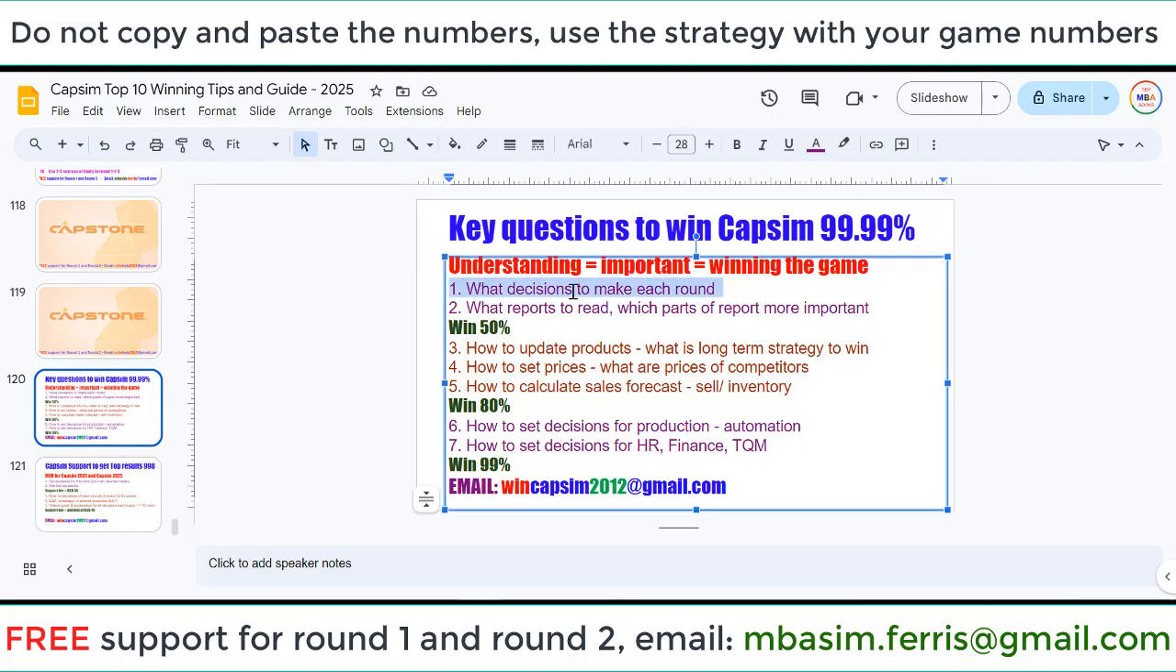So each round we need to understand what decision to make, what reports to read, what parts are more important. You win 50% if you know how to update the product, how to set the price, the long-term strategy for the product, competitors' prices, the most optimal price, and calculate the sales forecast. Sell inventories, keep some inventory, sell as much as you can, so you can win 80%. If you know how to set decisions for production, how to buy capacity and automation, how to set decisions for HR, finance, and TQM, you win 99%.